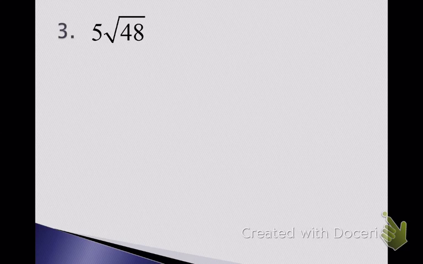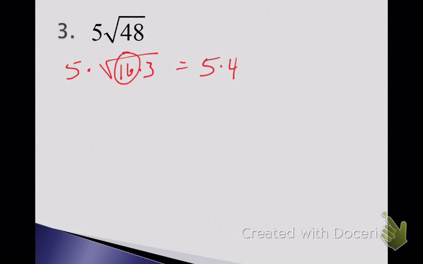One more. 5 square root of 48. So we can rewrite the square root of 48 into 16 times 3. We just saw that. The square root of 16 is 4. So I'm going to turn this into 5 times 4 times the square root of 3. 5 times 4 is 20. So we get 20 square root of 3.